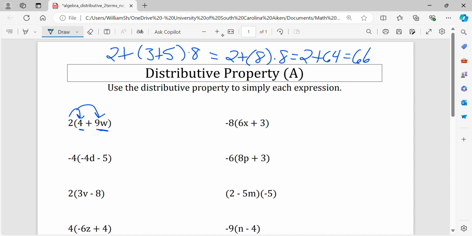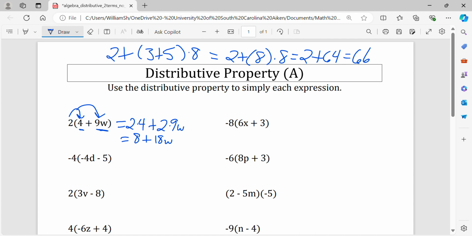So when we distribute here, we distribute the 2 to the 4 and to the 9w, the 9w being a single term. So I'm going to just write it out in a simple sense here. That's 2 times 4 plus 2 times 9w. And then we can simplify further because 2 times 4 is 8, and then 2 times 9 is 18. So this is your simplified answer: 8 plus 18w.